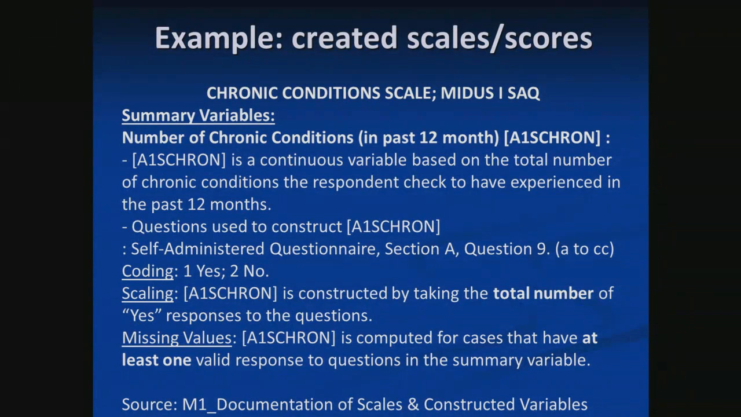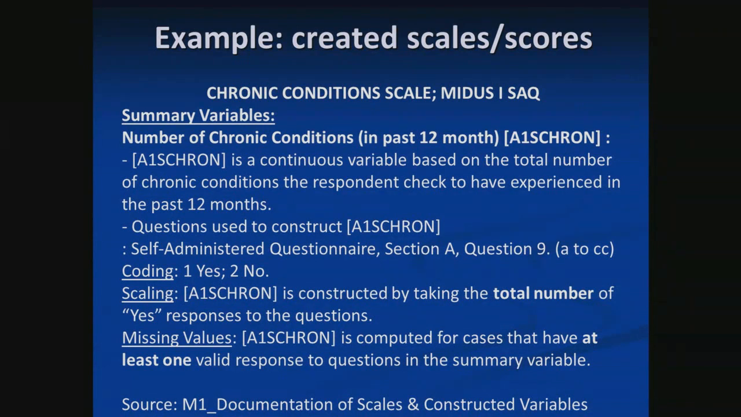I want to know how it's constructed. Is it an average? Is it a count? So it turns out here, it's constructed by taking the total number of yes responses. So that's a count, okay? So if they responded yes to 5 chronic conditions, the score is a 5. But what about missing values? What do they do if someone did not respond to the heart disease question? Not that they said no, but they did not respond. In this case, it's computed for cases that have at least one valid response to questions in the summary variable. So their criteria was, as long as someone responded to one of the 12, we're creating a score for them, okay?